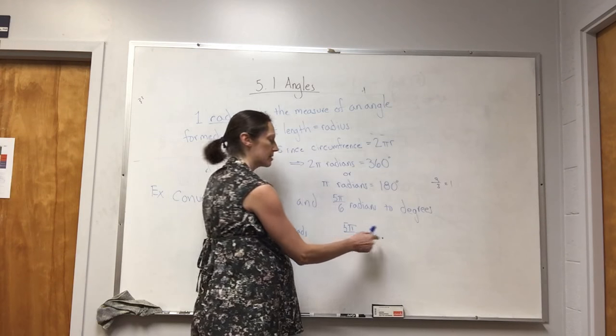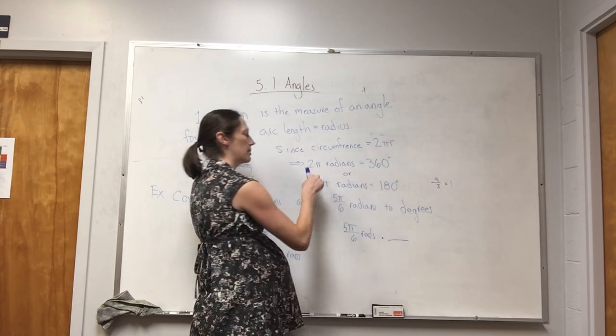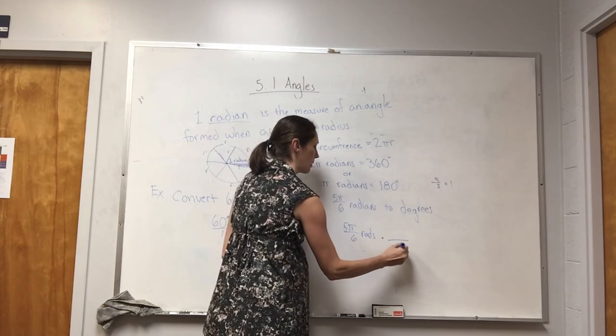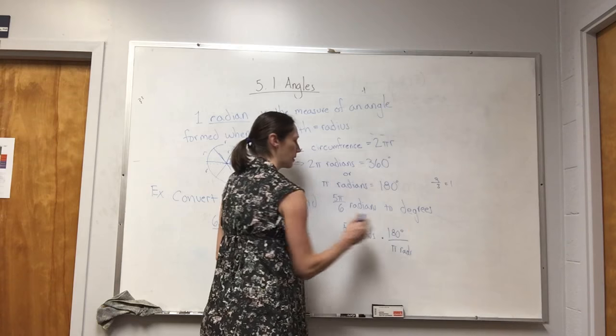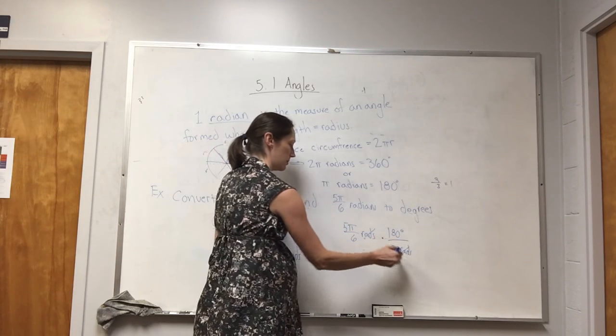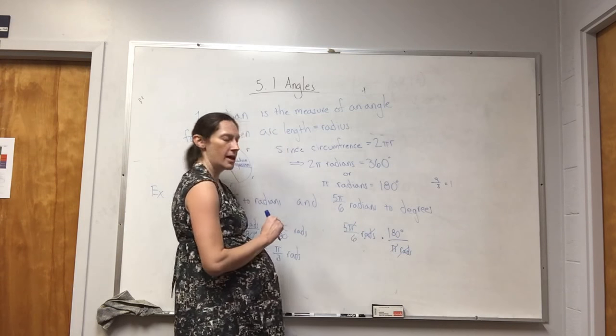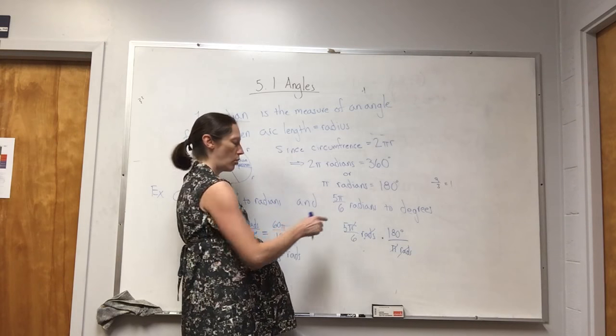I want radians to cancel. So I'm going to this time divide by the pi radians, but multiply by the 180 degrees. In this way, the radians cancels. The pi also cancels. And let me do a little bit more simplification.